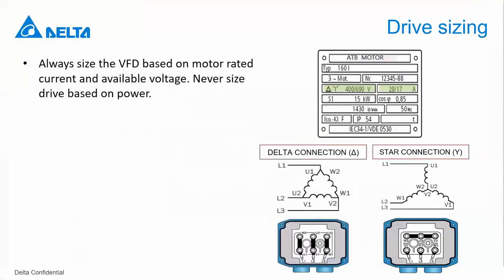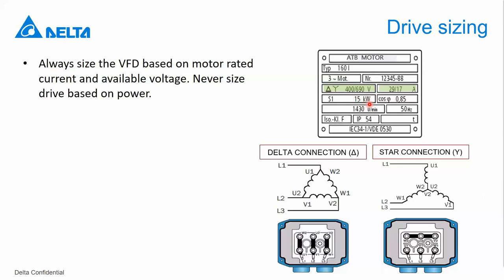So I mentioned earlier that I will explain why it's important to size the drive based on rated current and not based on power. In this example, you can see that the rated speed of this motor is 1430 and it's rated at 50 hertz. So this means that this is a 4-pole motor. So in this case, if there is no particular overload requirement, then it's more or less okay to size also a 15 kilowatt drive. This is one example in which it's okay to size a drive based on power.